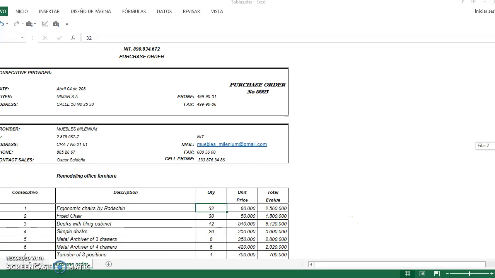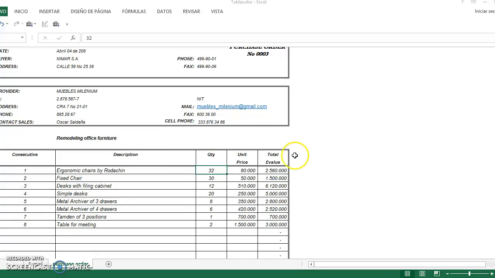For example, ergonomic chairs by Rodashin. 5 chairs. Desk with filing cabinet. Simple desks. Metal archives of 3 drawers. Metal archive of 4 drawers. Tandem of 3 positions. Table for meeting.